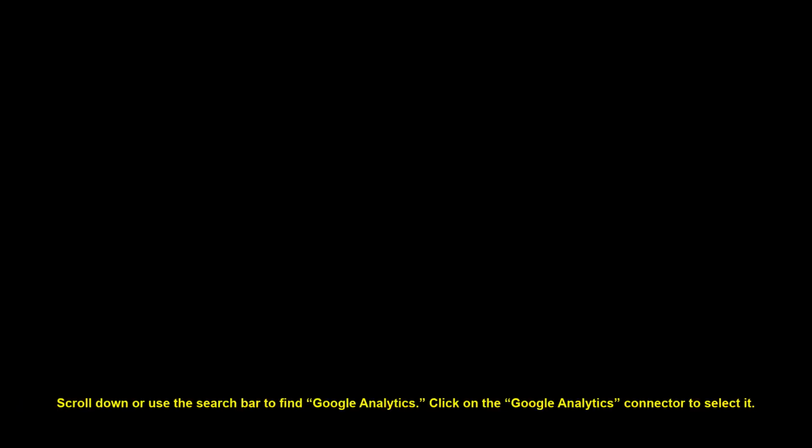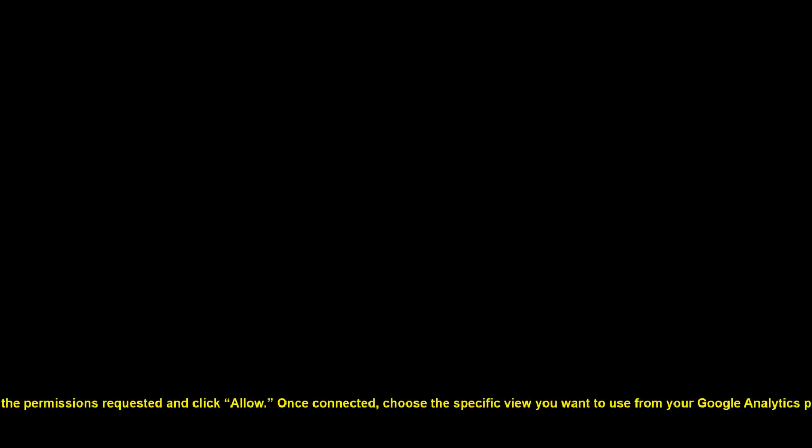Scroll down or use the search bar to find Google Analytics. Click on the Google Analytics connector to select it. You will be prompted to authorize Looker Studio to access your Google Analytics data. Select the Google Analytics account and property you wish to link. Review the permissions requested and click Allow.